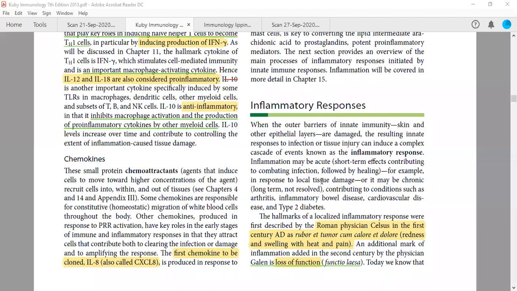So the fifth cardinal sign of inflammation is given here. The Roman physician Celsus, in the 1st century AD, used the phrase "rubor et tumor cum calore et dolore." Okay, so it was the term which was initially used for redness, swelling, heat, and pain. There were four cardinal symptoms or fundamental signs of inflammatory responses. And it is a good thing whenever there is an infection. So you can see if there is an injury or infection, there is inflammation.